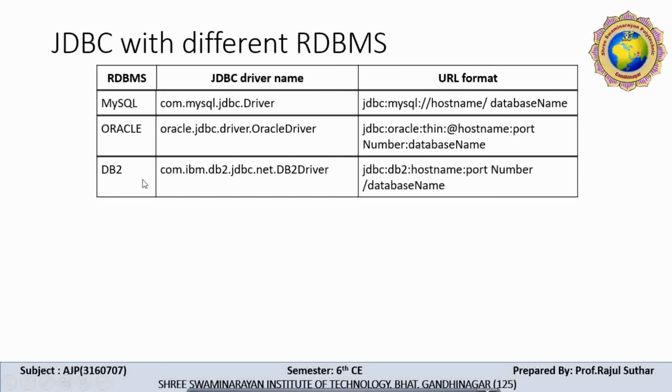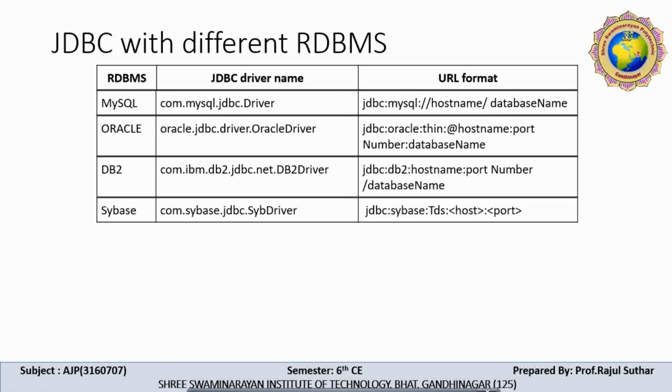And if you are using DB2, so com.ibm, DB2 is powered by IBM. The com.ibm.db2.jdbc.net.DB2Driver is used. And here the URL format is jdbc:db2://hostname:port number/database name. If you are using Sybase, the driver is com.sybase.jdbc.SybDriver and the URL format is jdbc:sybase:Tds:host:port.